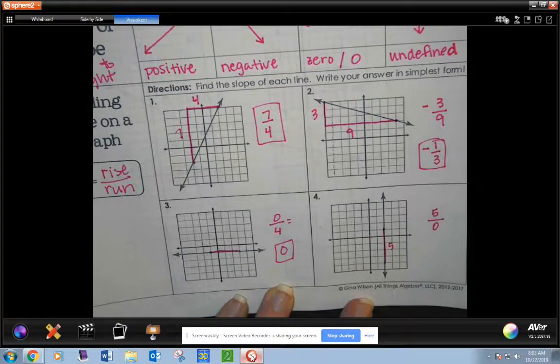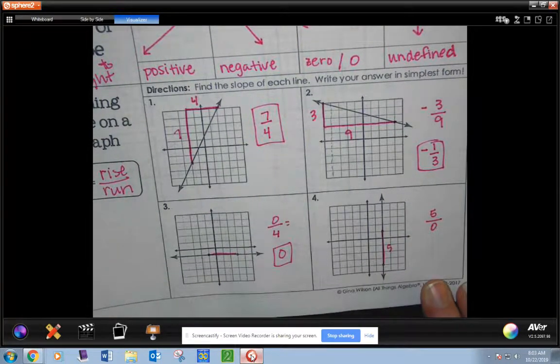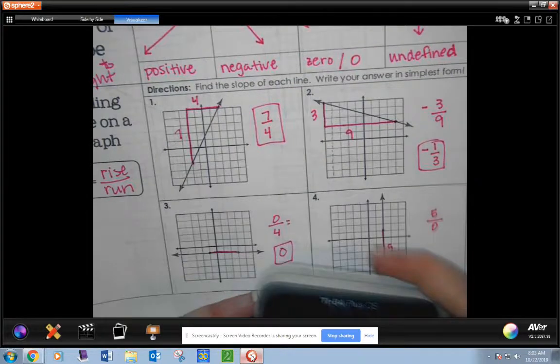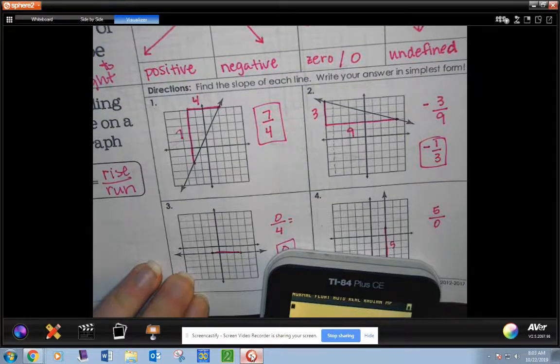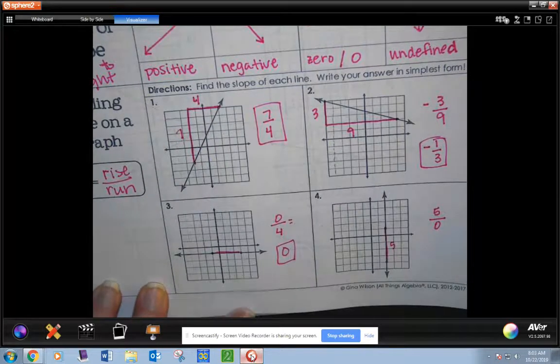Okay. I want to show you something. This will prepare you for tomorrow. If you'll grab your calculator really quick. Do 5 divided by 0. I want you to see something in your calculator. 5 divided by 0. Okay. Does everybody see how it says error divide by 0? Okay. You cannot divide by 0, so this slope is called undefined.